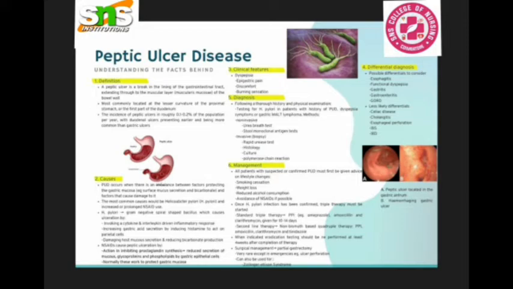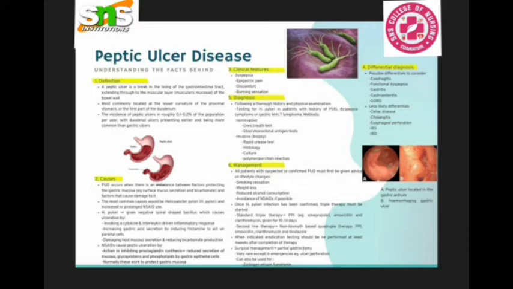It is more common than gastric ulcers, we can say. What are the causes of peptic ulcer? H. pylori infection and prolonged use of NSAID medications like painkillers. Prolonged use of NSAIDs causes a peptic ulcer in our stomach. And also the H. pylori infection, a bacterial infection, causes the peptic ulcer disease.